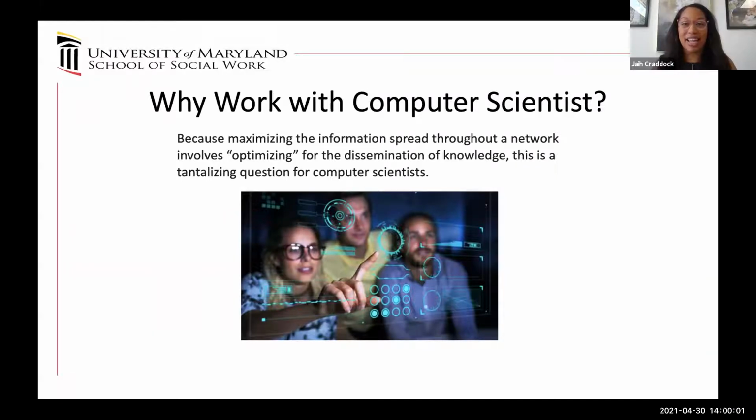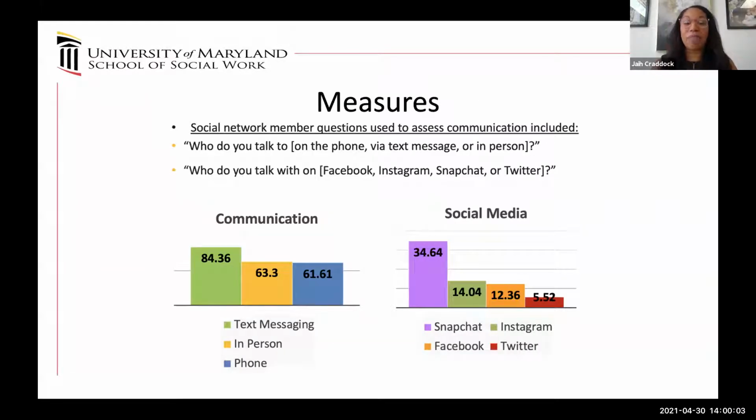Go ahead, next slide. So the measures that we used for the study, I collected network data, and just to give you a brief background of what that looks like. To collect network data, we used a name generator where I asked everybody to list. It was 78 young Black women. We asked them to list the last 10 people that they spoke to in the last month. And then we asked them a series of questions about who they spoke to.